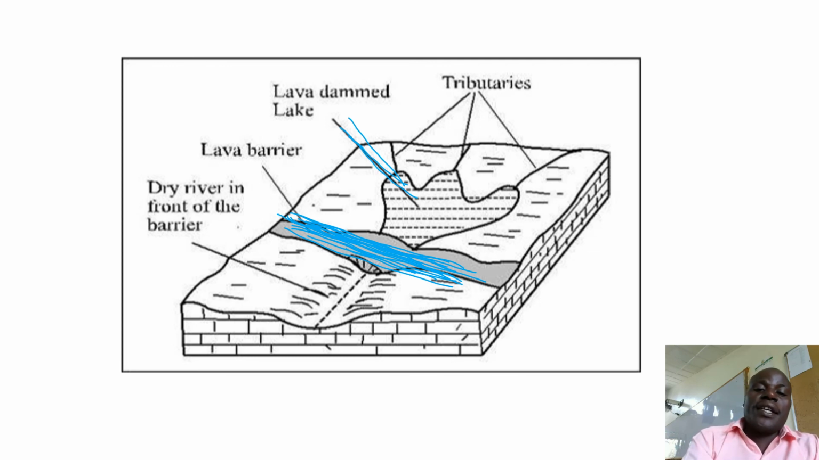This is a dry river in front of a barrier. A dry river means a dry valley, like the other one we saw on river capture. This one remains with hardly any water flowing because its head was cut off. It was beheaded by the solidified lava. See?